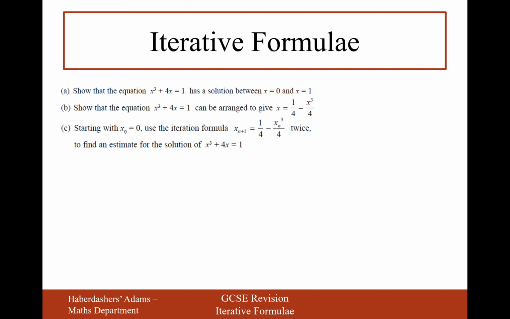So in this question, we have to show that there's a solution in between 0 and 1. So that's pretty easy. We could even do that without a calculator. When x equals 0, y will equal 0 cubed plus 4 times 0, that's 0. And then when x is equal to 1, 1 cubed is 1, plus 4 times 1 is 4, so that would be 5. So y will equal 5. And the output that we were actually looking for was the number 1.